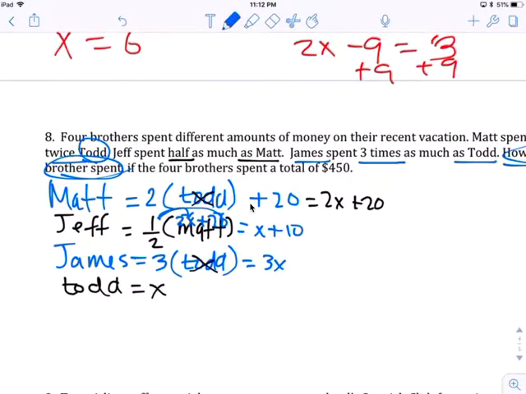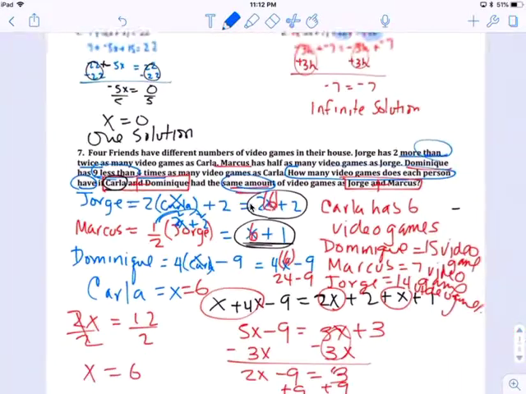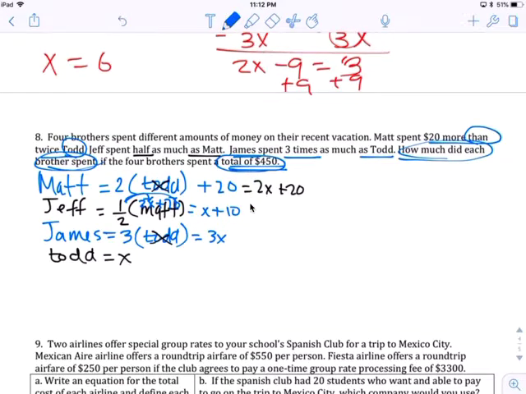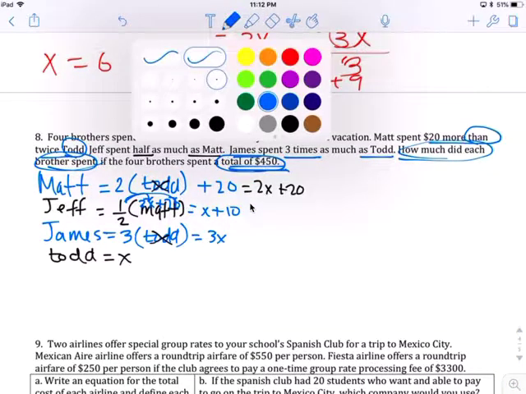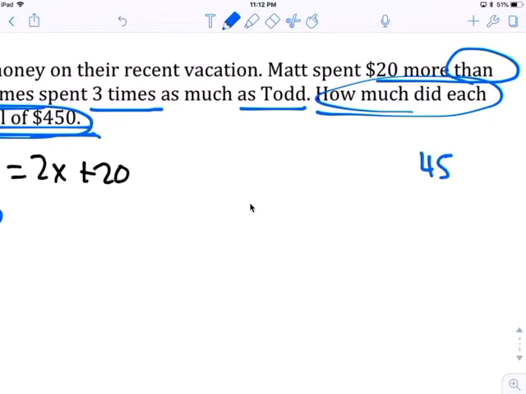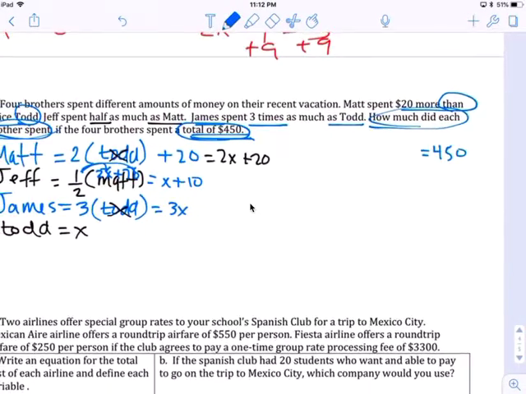Okay, if the four brothers spent a total of this much, this is the total of that. They have the same amount, that's why we put it equal to each other on both sides. Because we have the total, we make it equal to 450. Let me get some more room. I'll write smaller. 450 equals, first, add them all up.